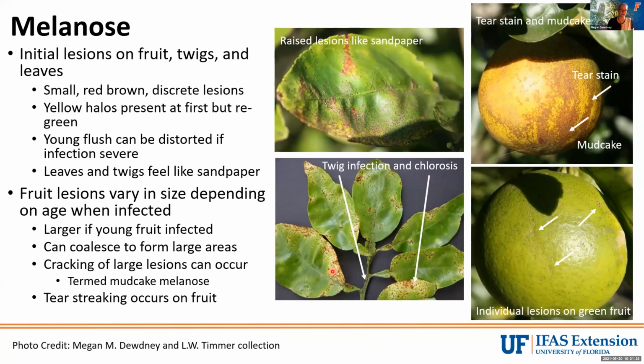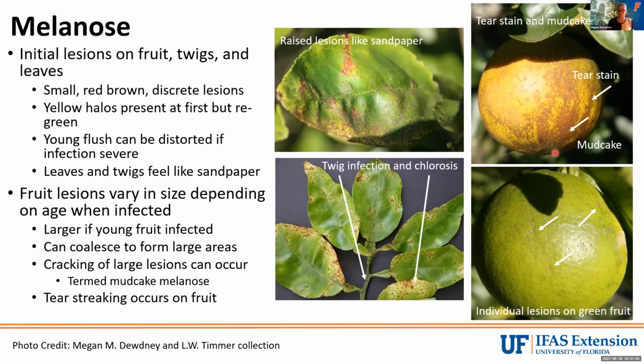Fruit lesions will vary depending on when the fruit is infected. It's particularly bad on grapefruit, but I have seen melanose on just about any type of fruit. If the fruit are large when they're infected, you get these pinpoints and a slightly roughened surface. But when they're younger, you can see here, we get these whole plaques where the lesions have merged or coalesced.